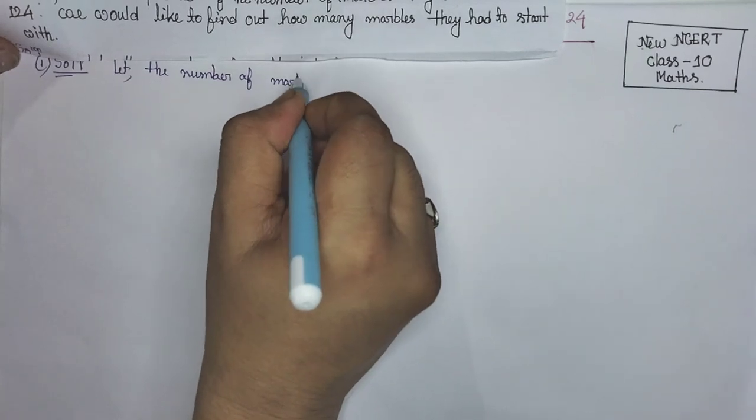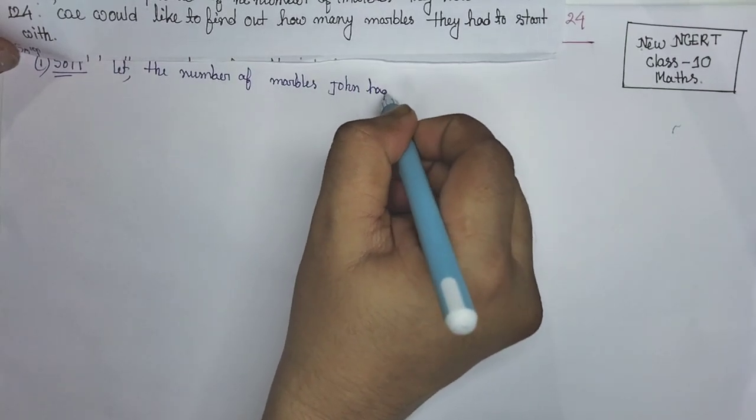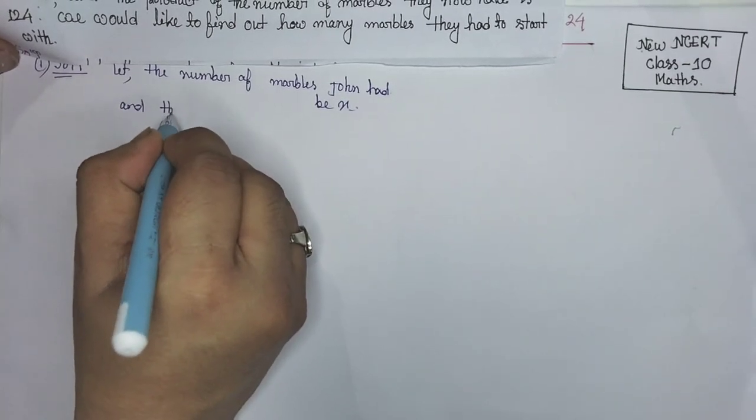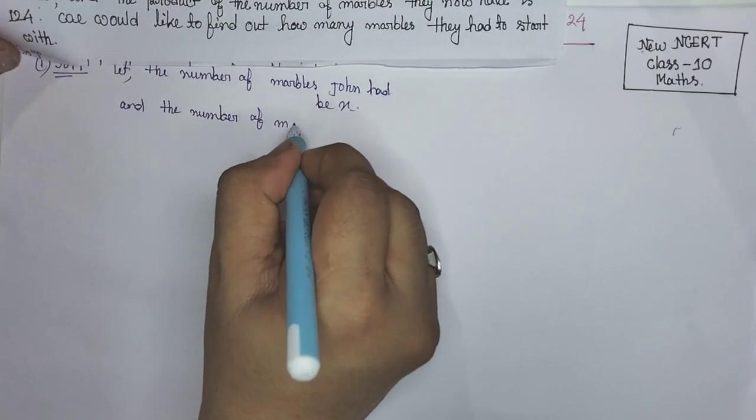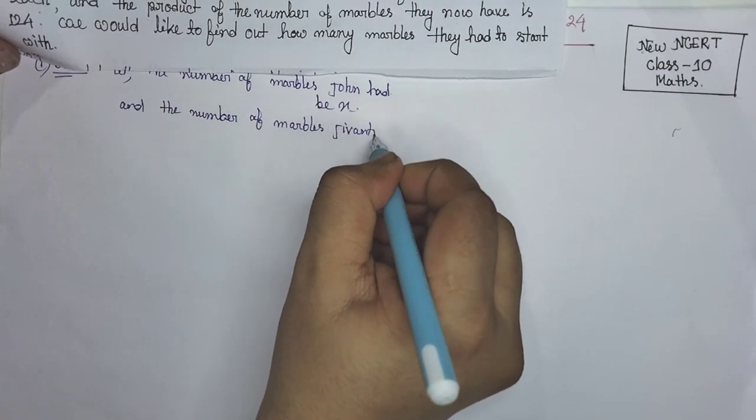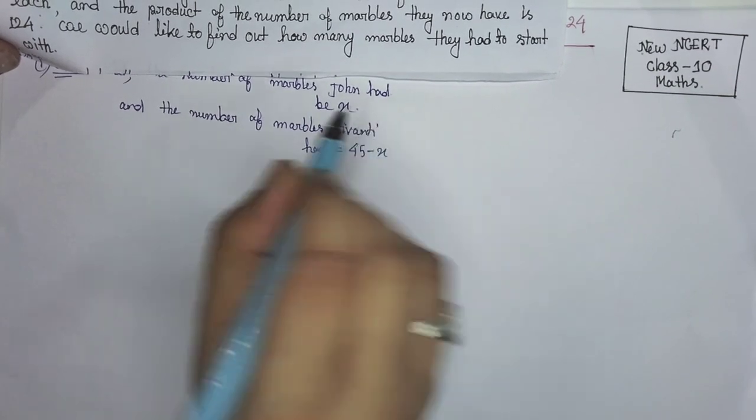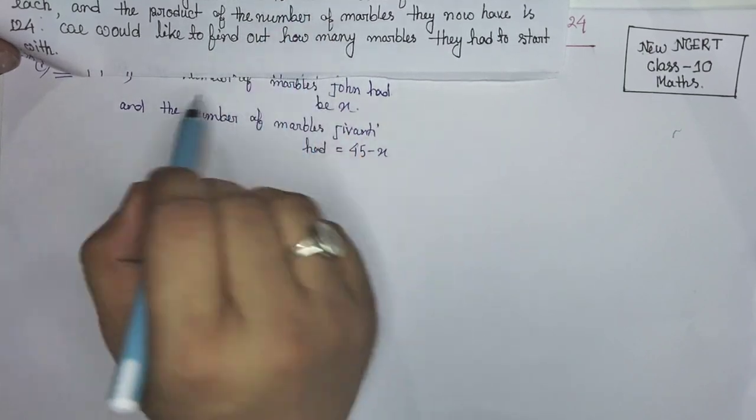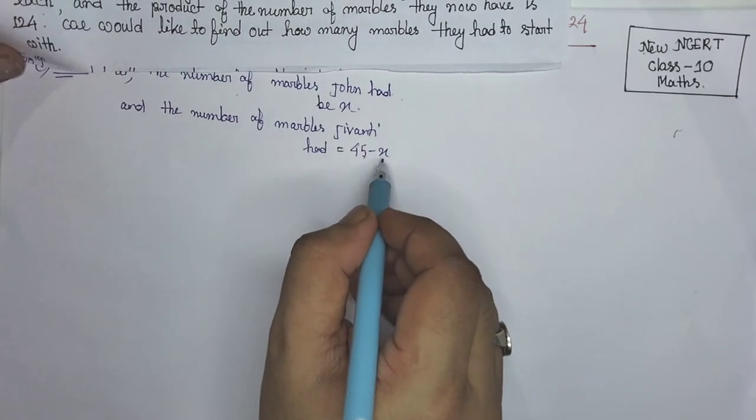Let the number of marbles John had be x. Again, the number of marbles Jivanti had is 45 minus x, because together they have 45 marbles, that is, the sum of marbles is 45. So if the number of marbles John had is x, then the number of marbles Jivanti had is 45 minus x.